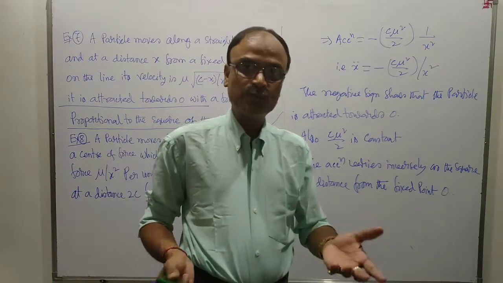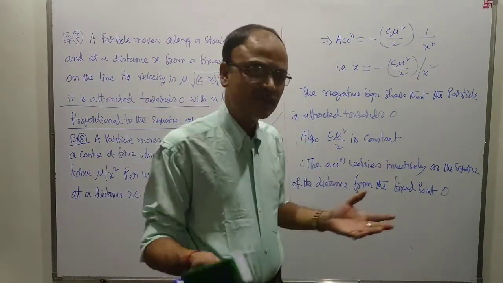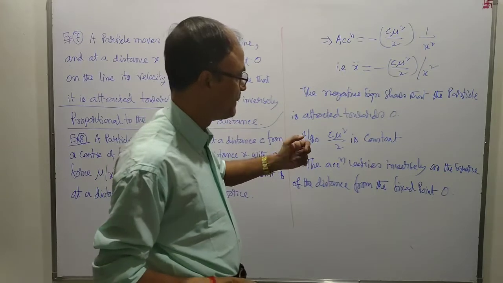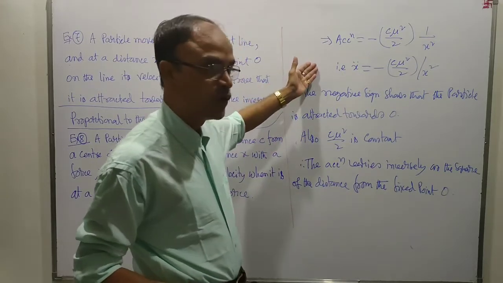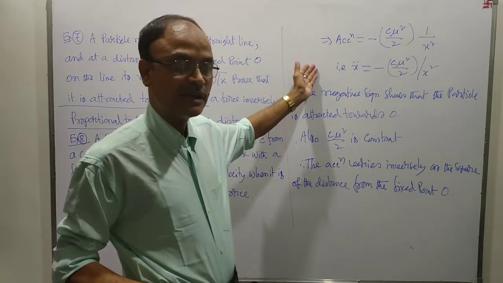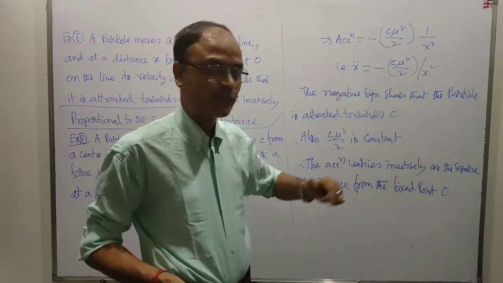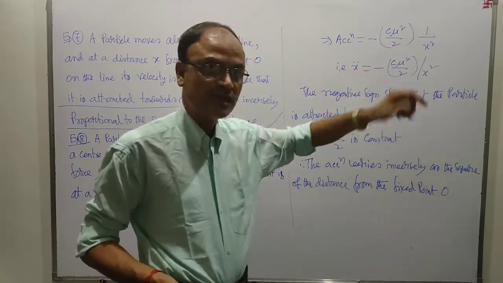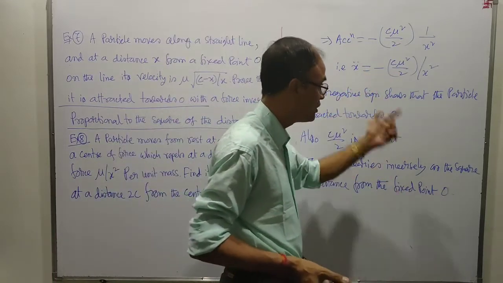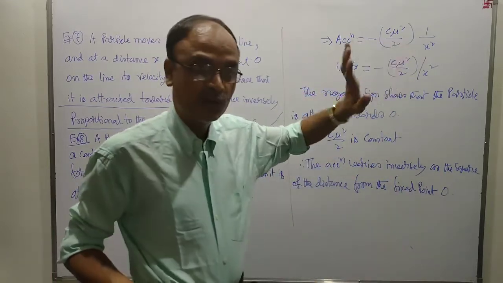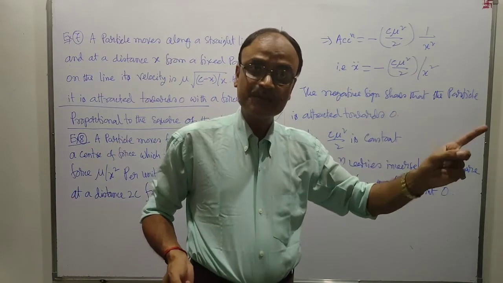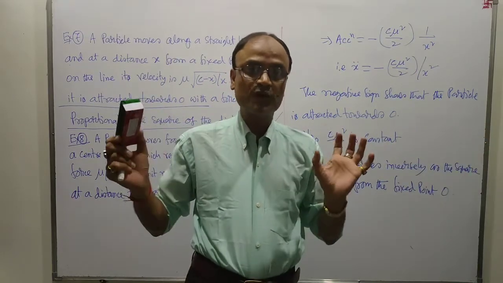Acceleration, for what is force? Mass into acceleration. F is equal to ma, acceleration is equal to this. Multiply both sides by m. The force will be, m is constant, therefore, force equal to minus sign. The negative sign shows that it is attracted towards O.